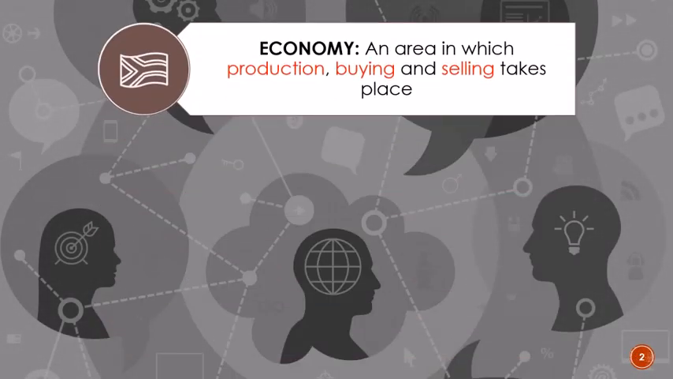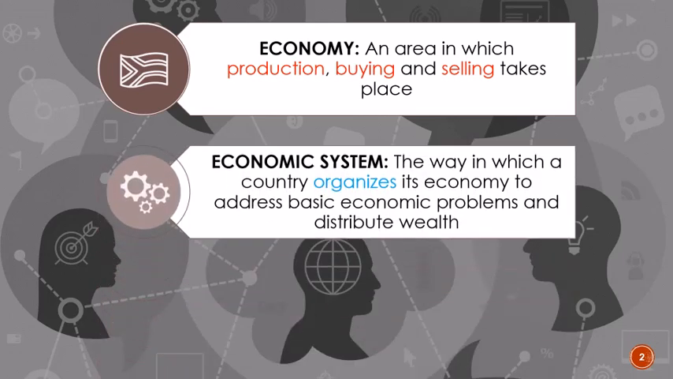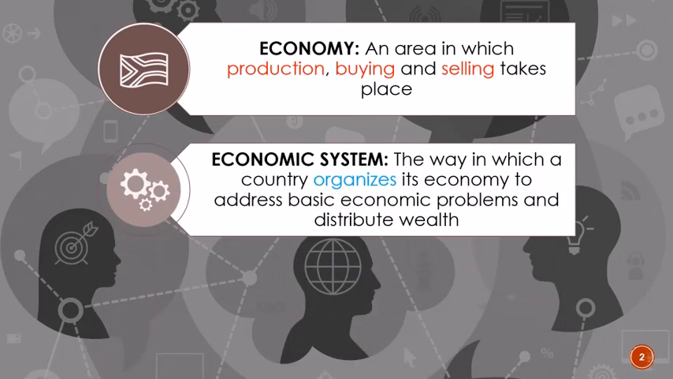Just some definitions before we can get to the good stuff. The first definition that you need to know is what is an economy. Now, an economy can be briefly explained as any area, it doesn't have to be a country, in which production, buying, and selling takes place. Then, an economic system, which is a very important definition for this topic, is the way in which a country organizes its economy, remember, its area of buying, producing, and selling, to address basic economic problems.